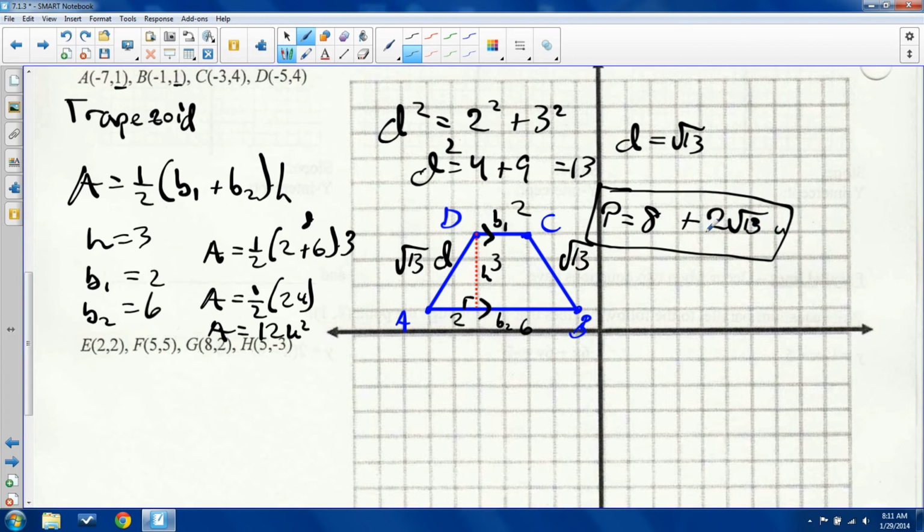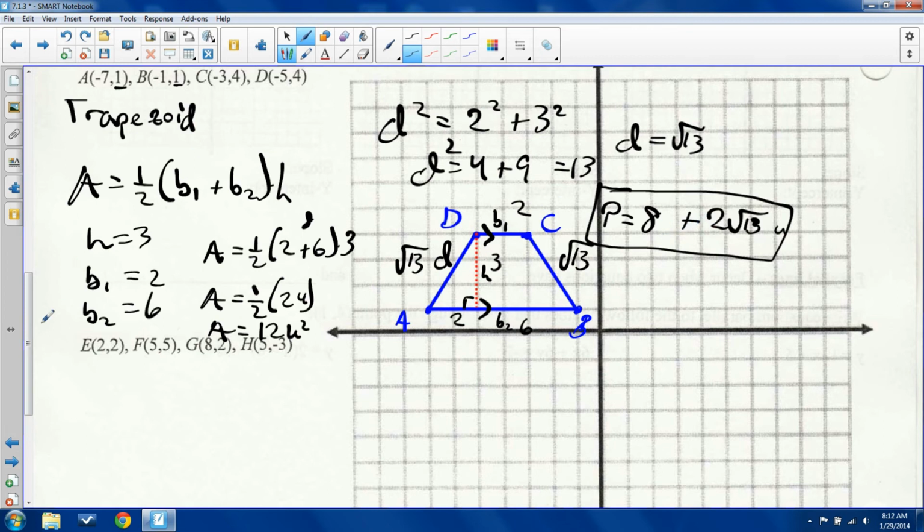And yeah, that does look kind of weird, and you might not want to see things that way. Maybe you do want to convert that into a decimal, in which case root 13 is a little less than 4. So it's probably close to 8 plus 8. It's probably close to 15 units.